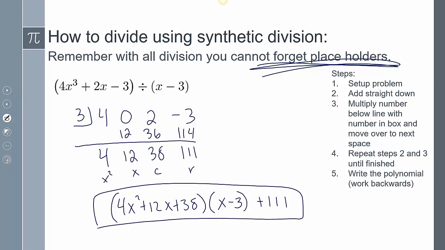So that's how we do synthetic division. So today we learned both long division and synthetic division.